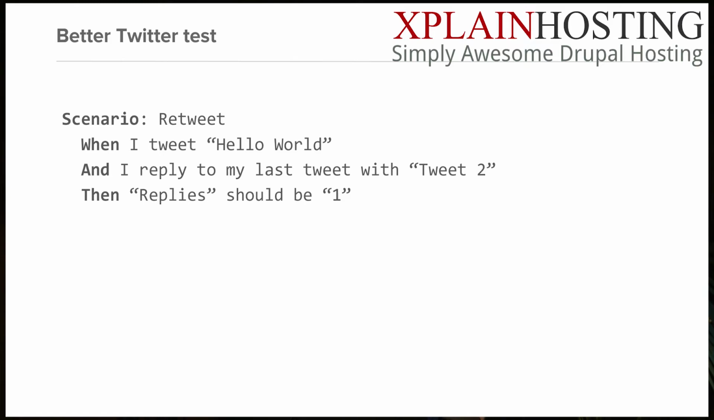So what is a much better one is this scenario, retweet. I simply write when I tweet hello world, and I reply to my last tweet with tweet 2, then the number of replies should be 1. Well, that's very readable. Obviously, I need to implement these steps, but that's the whole key in using Behat well, is writing your own steps. So your business people, stakeholders, they can write these features, these scenarios in their own language.